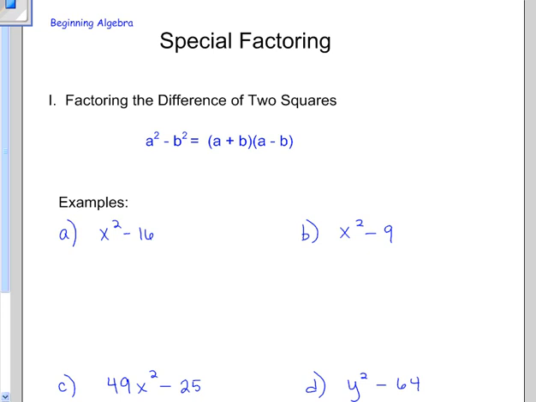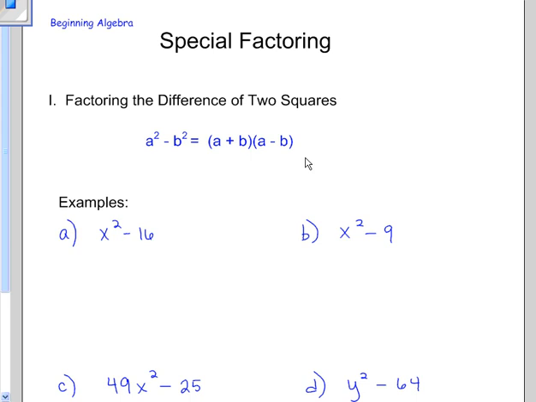Okay, this section is on special factoring. The first part is factoring the difference of two squares. And now this is just a formula kind of that we have to go by. A squared minus b squared equals a plus b times a minus b.